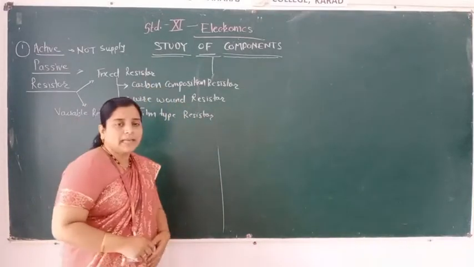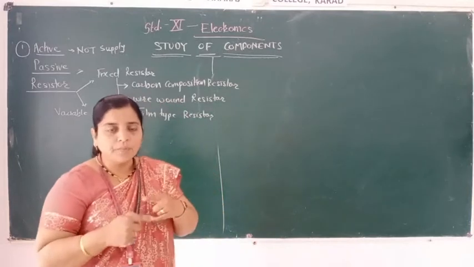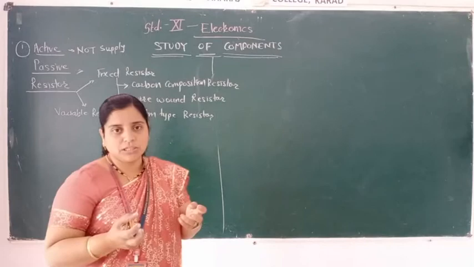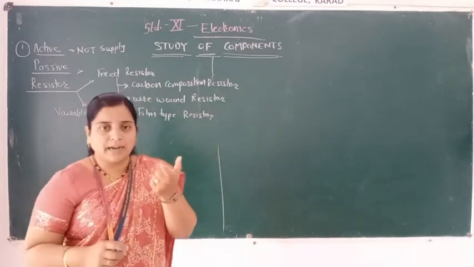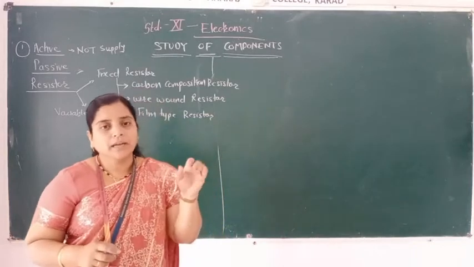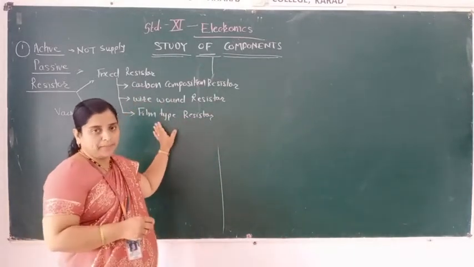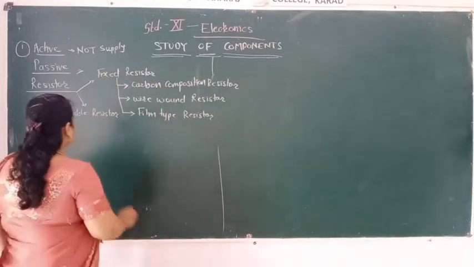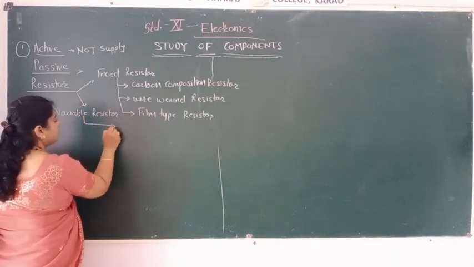Next is the film type resistor. Instead of wire wound on a hollow tube, or carbon granules as in the carbon composition resistor, a proper film is prepared and used in that type of resistor, which is called the film type resistor. So all these come under the fixed resistor. Next is the variable resistor. Variable resistors have three types.